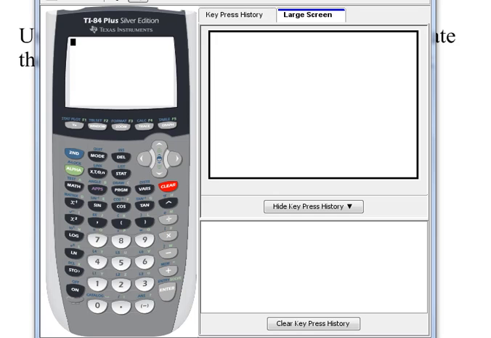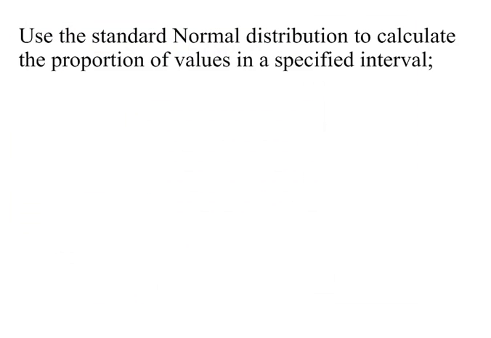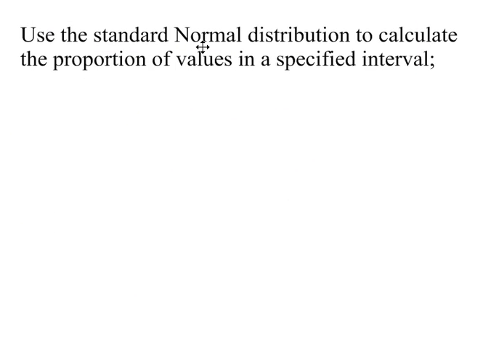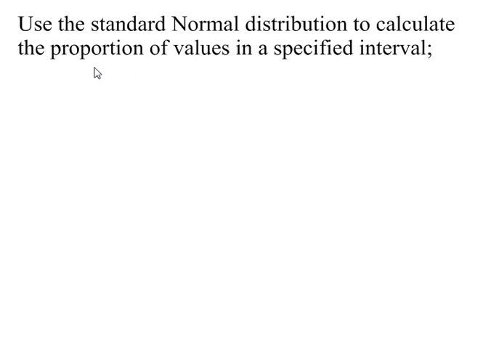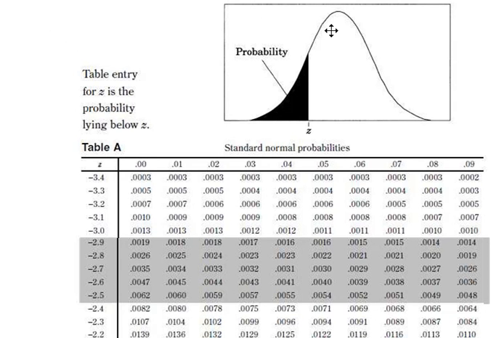Hello, friends, another podcast to work on our second goal from Section 2.2 in the AP Stats book. The next thing we're doing here is using the normal distribution to calculate the proportion of values in a specified interval. Well, that's a fancy way of saying find the area under the normal curve between any 2 points.